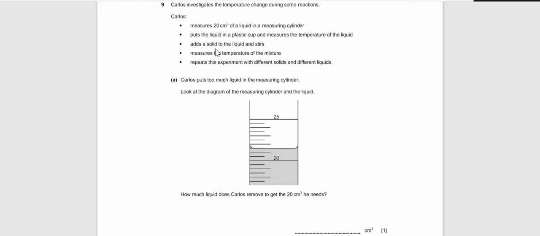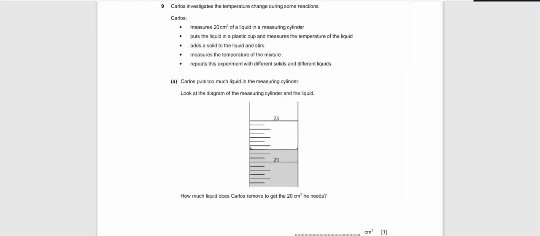Next. Now we're at question 9. Question 9 says Carlos investigates the temperature change during some reactions. Carlos measures 20 cubic centimeters of a liquid in a measuring cylinder, puts the liquid in a plastic cup and measures the temperature of the liquid, adds a solid to the liquid and stirs, measures the temperature of the mixture, and repeats the experiment with different solids and different liquids.